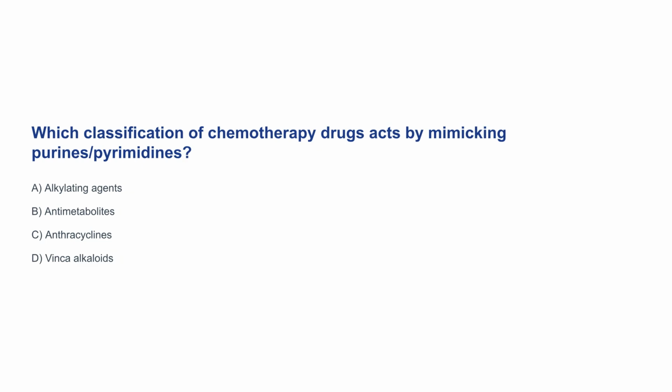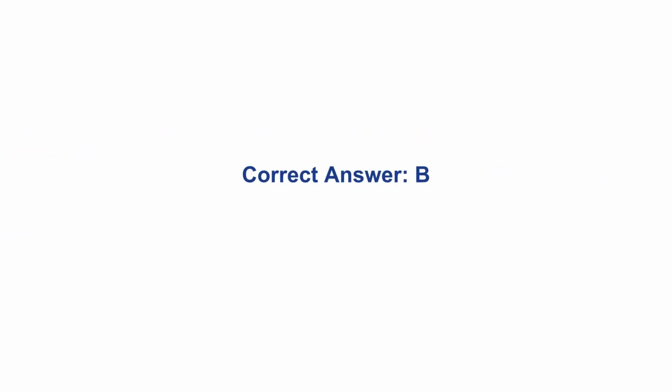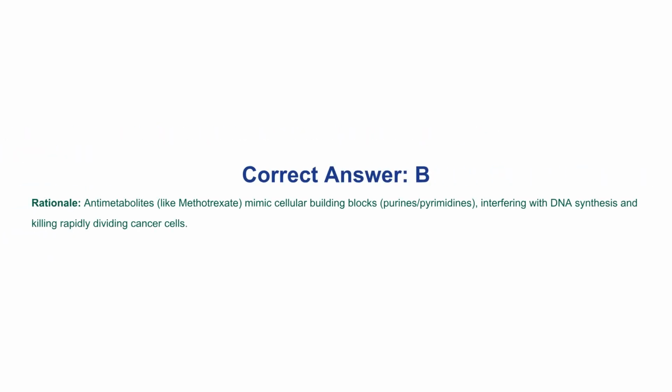Which classification of chemotherapy drugs acts by mimicking purines and pyrimidines? The correct answer is B. Antimetabolites such as methotrexate mimic cellular building blocks. They interfere with DNA synthesis, killing rapidly dividing cancer cells.